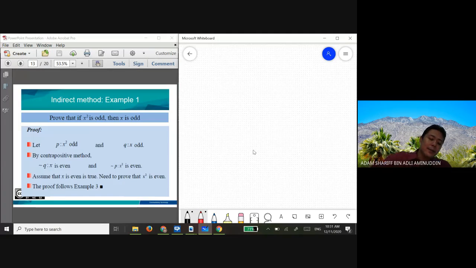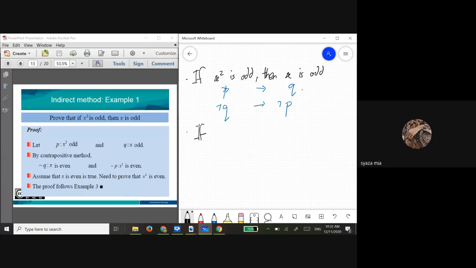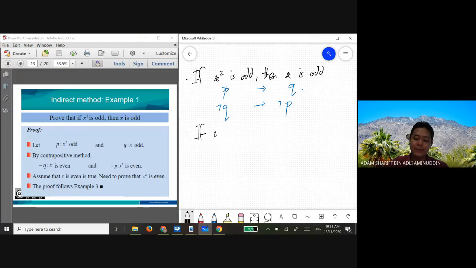Indirect method dia macam ni. Original statement, if x squared is odd, then x is odd. And you know this is P implies Q. You all dah terror sekarang, dah jawab kuiz satu. Cuba tukar kepada kontrapositif. What will be your statement here? If x is even, then x squared is even. Okay, correct?